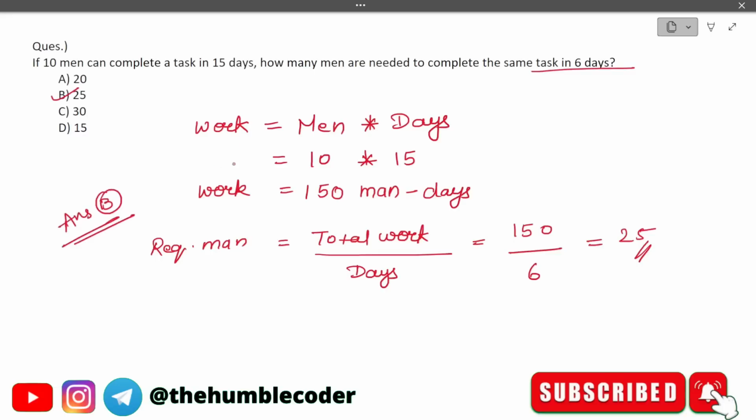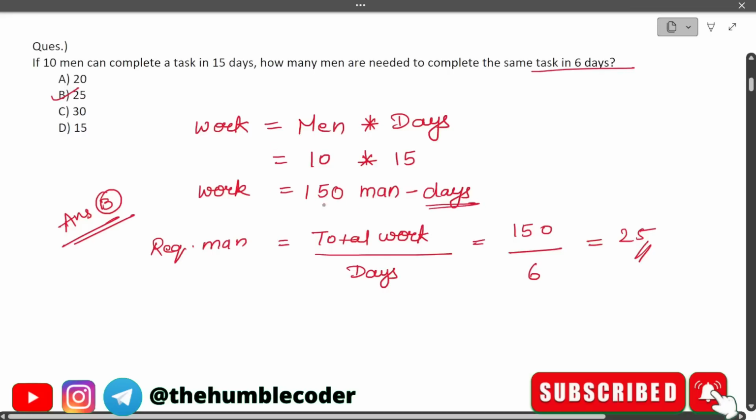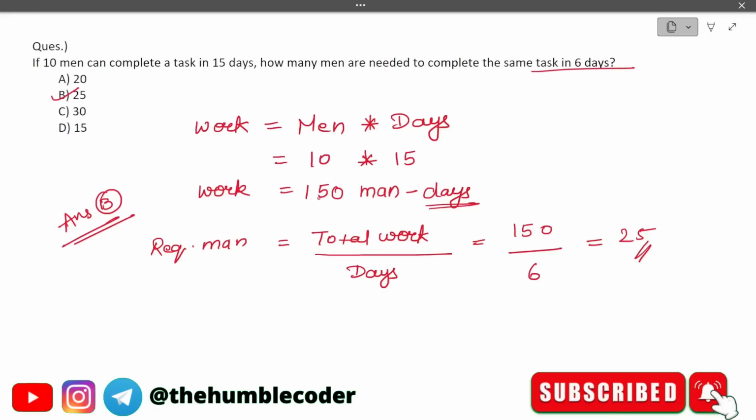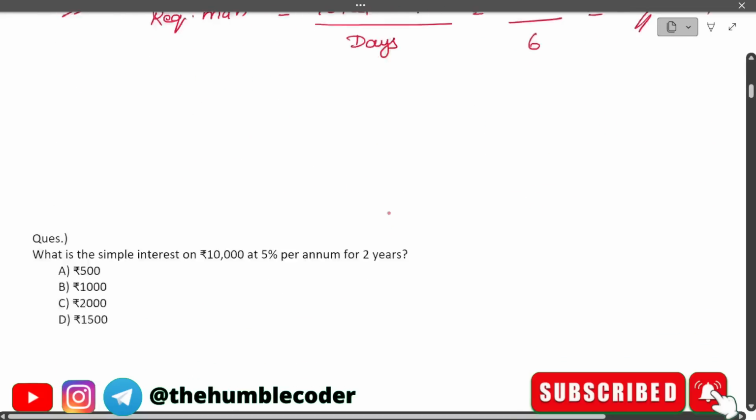I'll revise this question again. Whenever required men are asked, we have to take total work upon days. Now the work we need to convert into man days. We are changing the value in terms of days unit. So when we found the total work in terms of man days, we got 150 here, then we put 6 days here, and when we cancel out, the final answer comes to be 25. So 25 men are needed to complete the same task in 6 days. Okay, let's move on to the next question now.